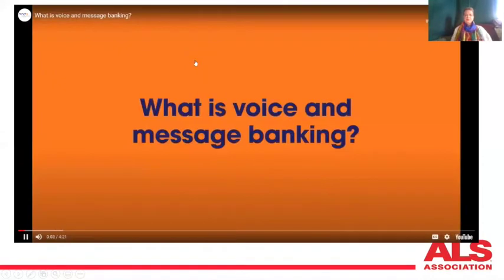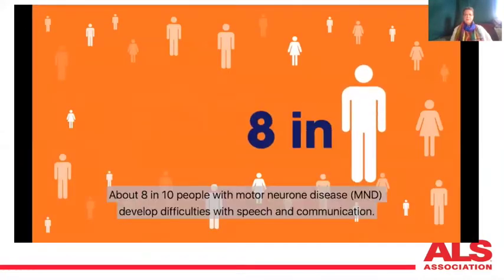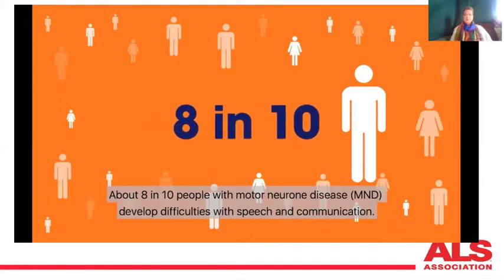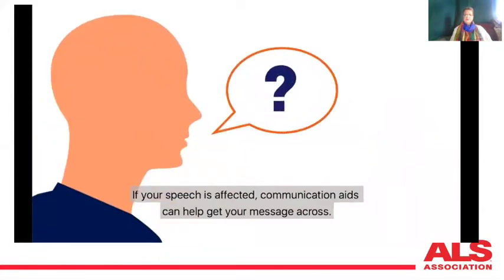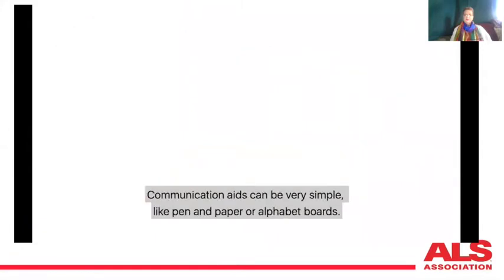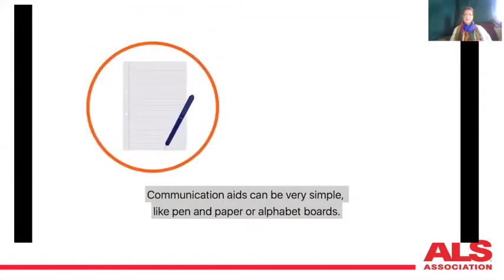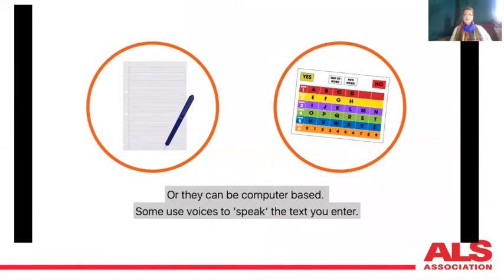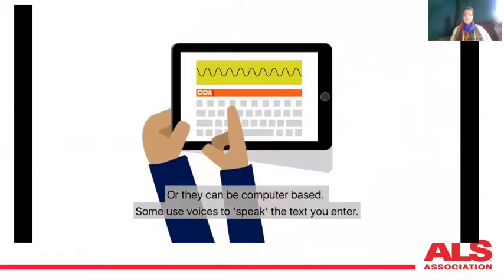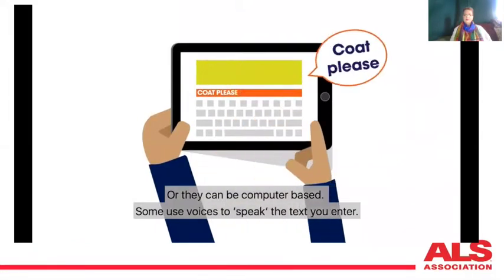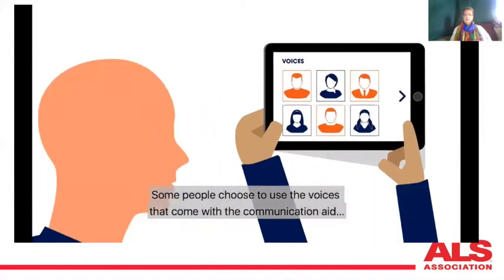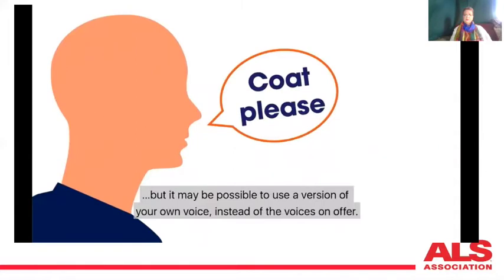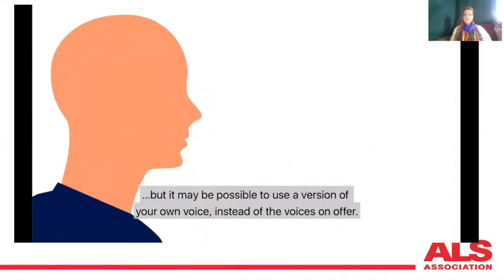What is voice and message banking? About 8 in 10 people with motor neuron disease, MND, develop difficulty with speech and communication. If your speech is affected, communication aids can help get your message across. Communication aids can be very simple, like pen and paper or alphabet forms, or they can be computer-based. Some use voices for speed or text and data. Some people choose to use the voices that come with the communication aid. But it may be possible to use a version of your own voice instead of the voices on offer.